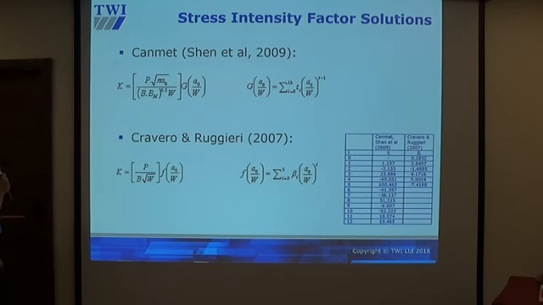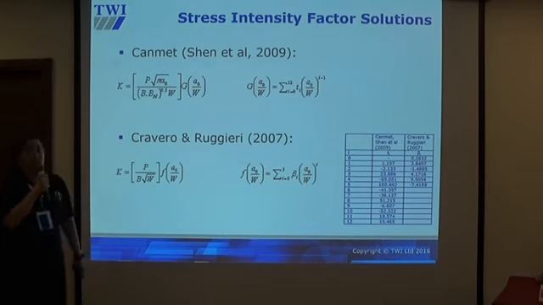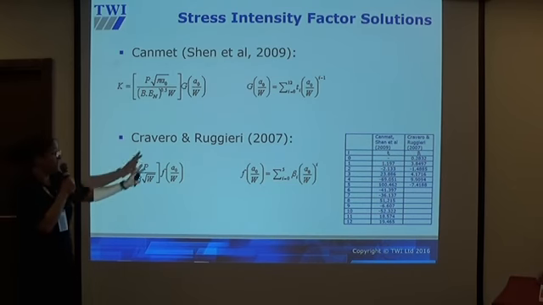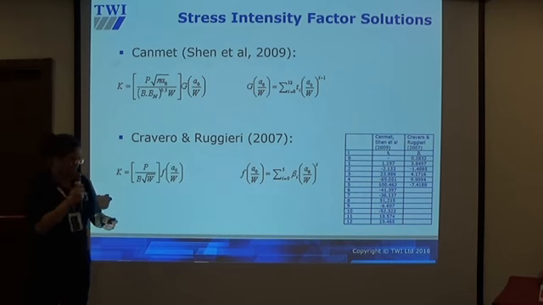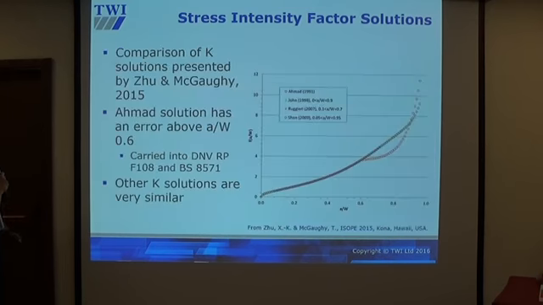Alternatives are given by CanmetMATERIALS. Canmet have their own alternatives for K, and the Brazilians, Crivelli and Ruggieri, similar style, where you've got a main term based on the applied load and the dimensions of your specimen, and then a relatively simple polynomial summation based on a over W with a set of coefficients. So these are the ones that would be the alternatives.